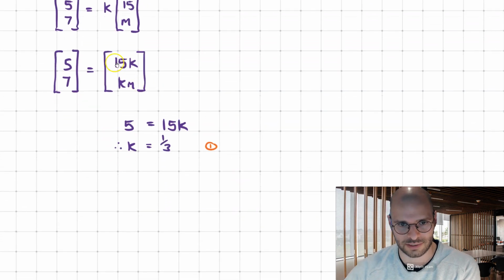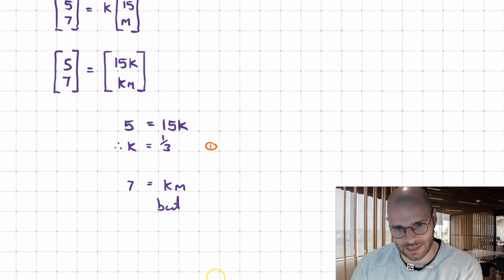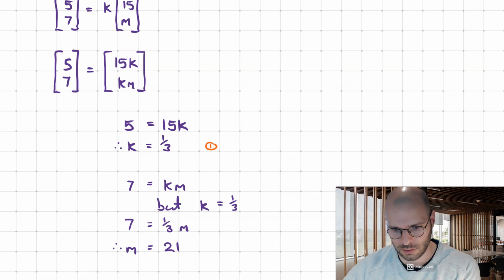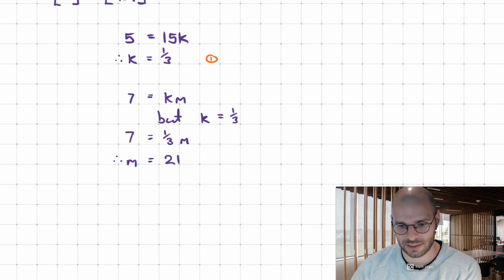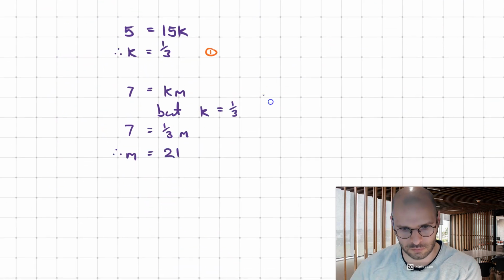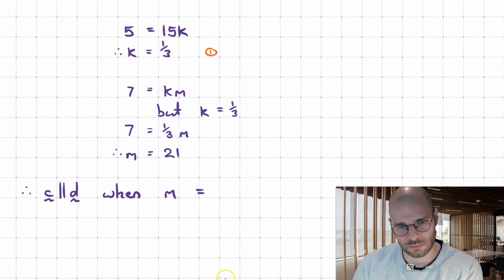Next, we look at our second equation, 7 equals km, where we know that k is equal to 1/3. Therefore, the value of m is going to be 3 times 7, and that will give us 21. Hence, we discovered that vectors C and D are parallel when the value of m equals 21.